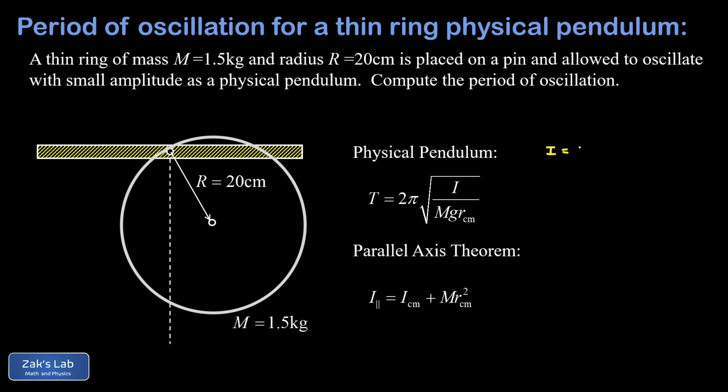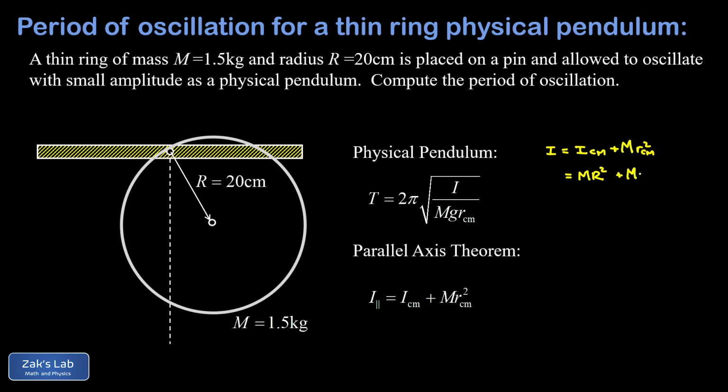And again, we're going to use the parallel axis theorem for that. So I start with the moment of inertia about the center of mass, and then I tack on this term, m r center of mass squared, where that little r center of mass is the distance between the axis we're actually rotating around and the center of mass of the ring. So now we need to recall the moment of inertia of a thin ring about its center of mass. That turned out to be m r squared. And I'll post a link to the video where that was derived.